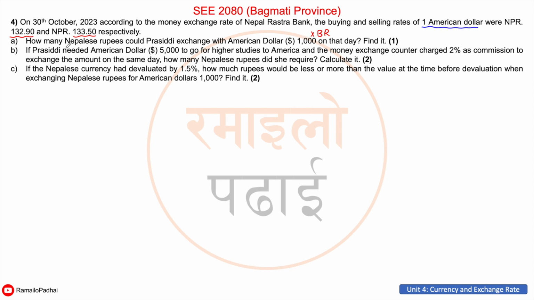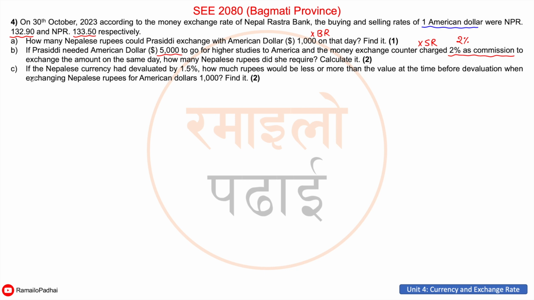And in B, if Prasiddhi needs American dollar 5000 to go for higher studies to America and the money exchange counter charges 2% as commission to exchange the amount on the same day, how many Nepalese rupees did she require? Calculate it. Here Prasiddhi will get American dollar from the bank. That means the bank is selling, so we will multiply 5000 with the selling rate and then add how much the 2% commission will be. So this will be the solution for question number B.